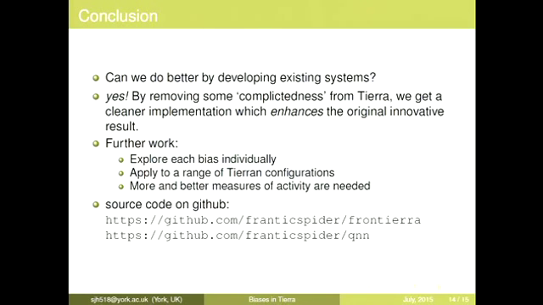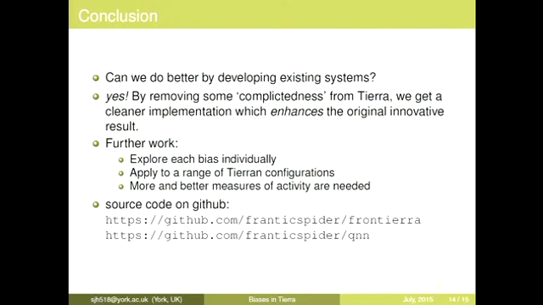So, further work. What we did here was we removed all the biases that we could in the time available and looked at the difference. But what we really should do, of course, to do the science well, is to explore each bias individually. And we want to apply this to a range of Tierra configurations. We've only looked at the off-the-shelf Tierra test critter. And we need more and better measures of evolutionary activity. Although the evolutionary activity measure represented here has been useful in this environment, I think we need a range of them to really understand what's going on in these systems.